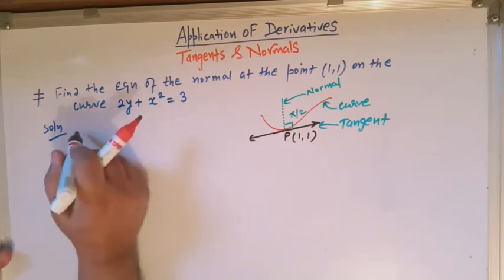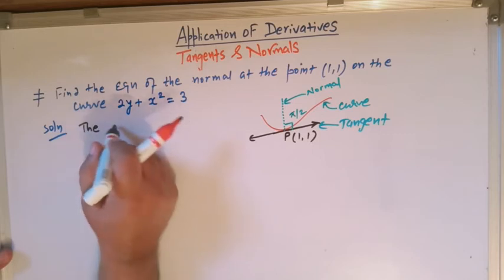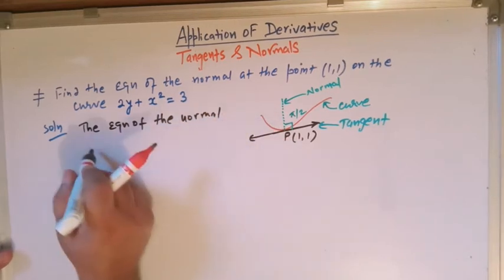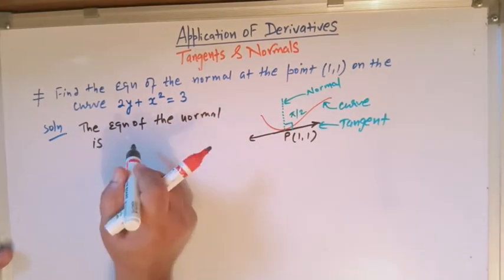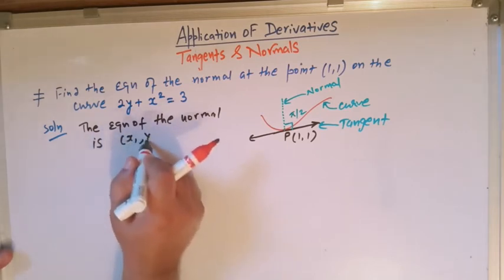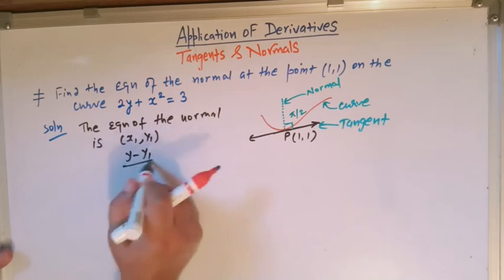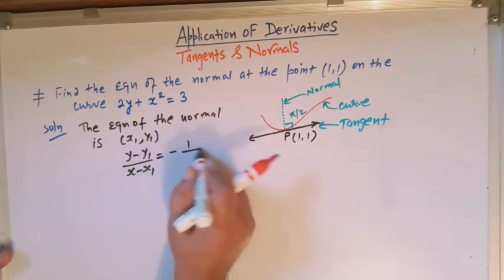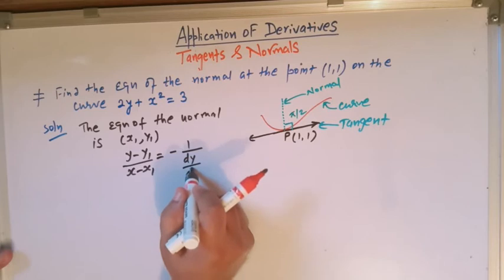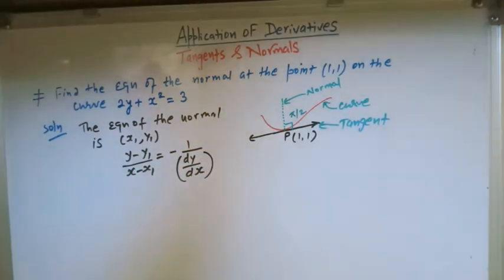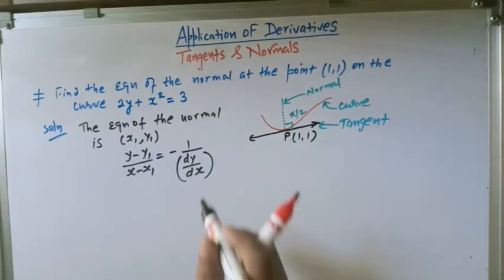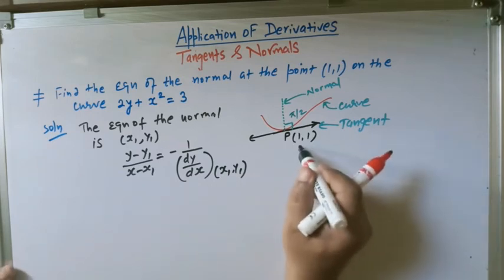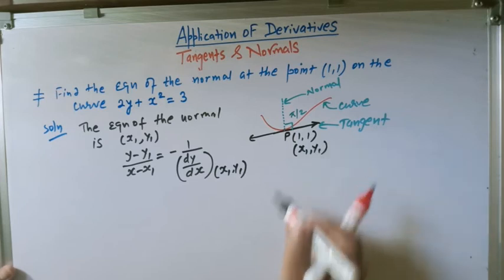So we know that the equation of the normal at the point x1 y1 is y minus y1 over x minus x1 is equal to the negative of the reciprocal of the slope of the tangent at the point x1 y1. So here this point is x1 y1.